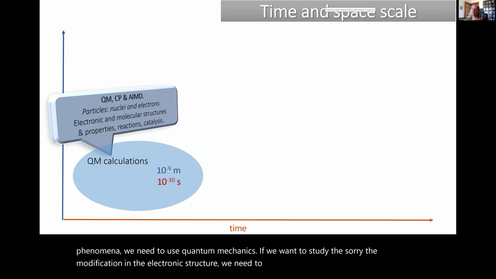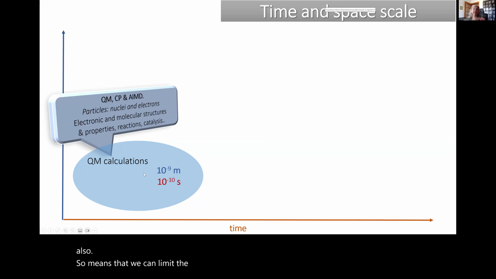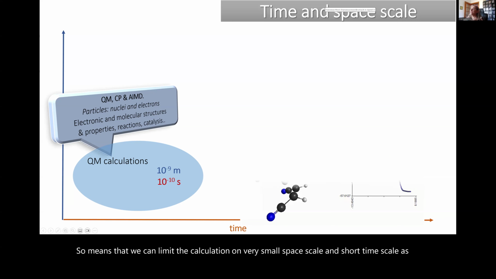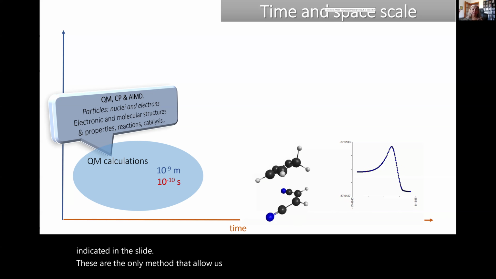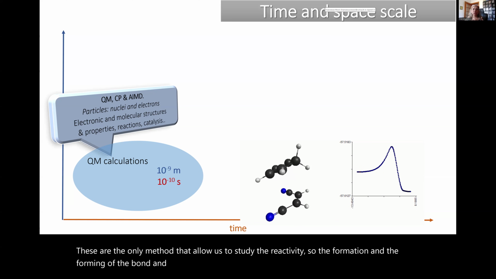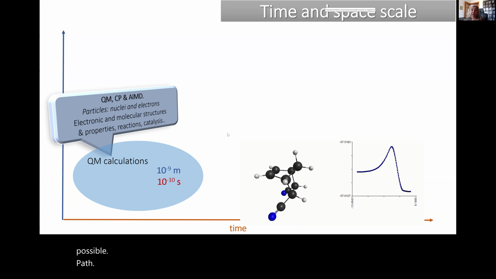We need to go through quantum mechanics. And this also means that we can limit the calculation to a very small space scale and short time scale, as indicated in the slide. These are the only methods that allow us to study the reactivity, so the forming and breaking of bonds, to quantify the barriers of the process, and to identify possible paths that are followed and how modifications in the chemical structure can affect them.